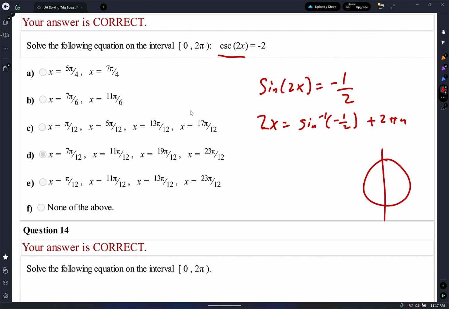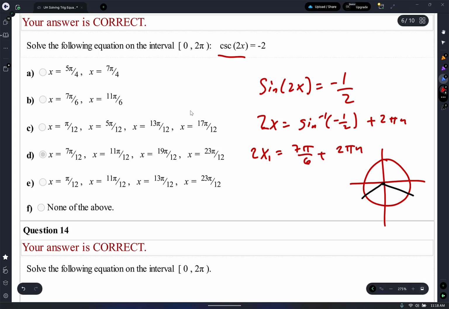Here's my unit circle. On the unit circle, sine is -1/2 in quadrant 3 and in quadrant 4. In quadrant 3, what's my radian? Yep. So I'm going to write 2x1 equals 7 pi over 6 plus 2 pi n. What about the one in quadrant 4? Perfect. So there it is. I'm doing a different color to indicate the other one. 11 pi over 6 plus 2 pi n. And then the period's actually pi on that one.